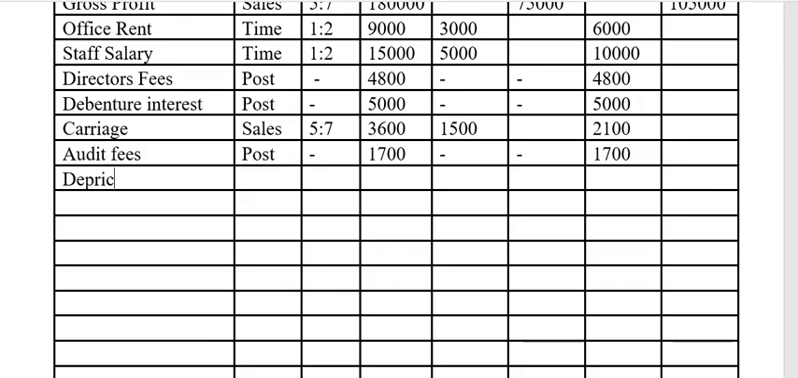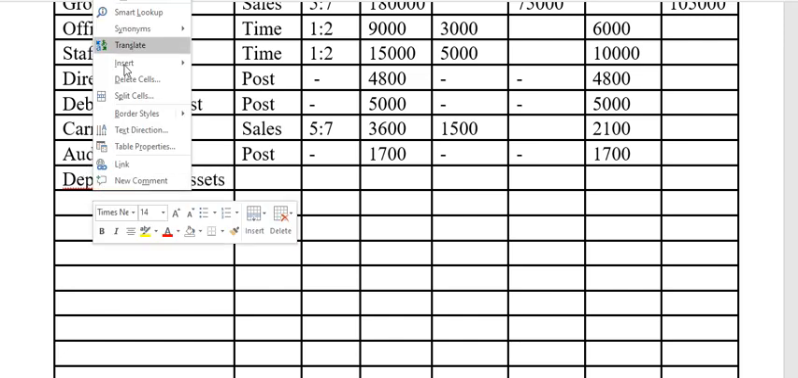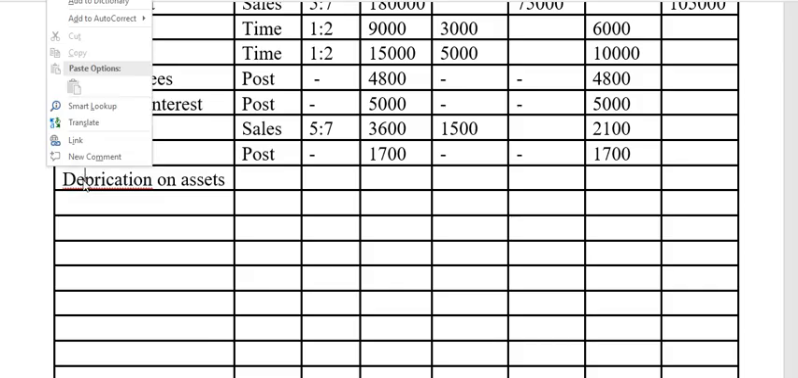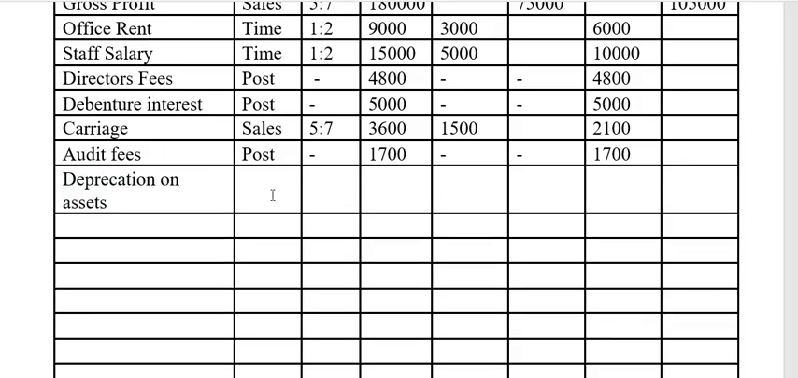Depreciation on assets is distributed on the basis of time ratio. Time ratio is 1:2. Total is 24,000. So distribute 24,000 on the basis of time ratio.